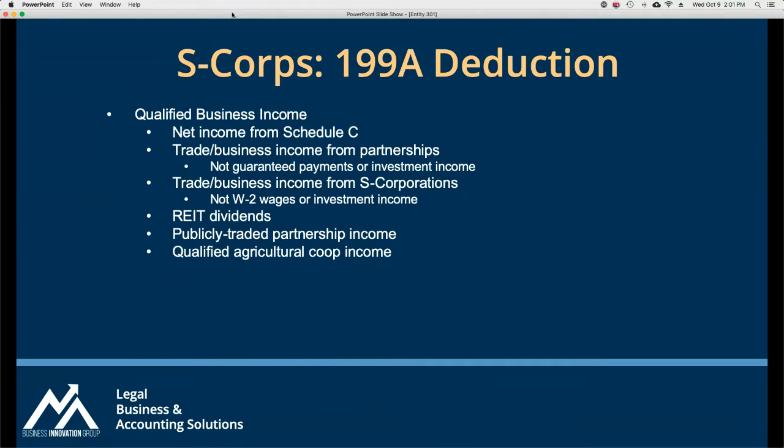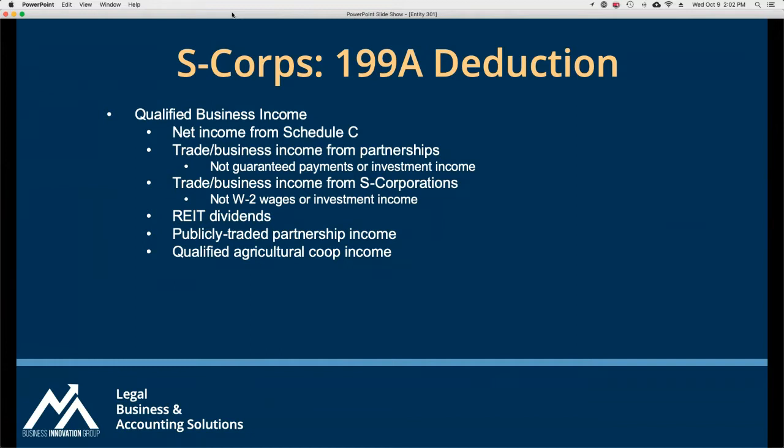Again, trade or business income from S corporations, but with an S corporation, it's not going to be the W-2 wages, the salary that you pay yourself. And again, it's not going to be investment income that the S corporation may have. It's got to be trade or business income from the S corp. Real estate investment trust, REIT, dividends from that will count. Publicly traded partnership income is going to count. Qualified agricultural co-op income, if anybody has that, that's going to count. And then what I don't have on here, but we do know, is that rental income is going to count as qualified business income.